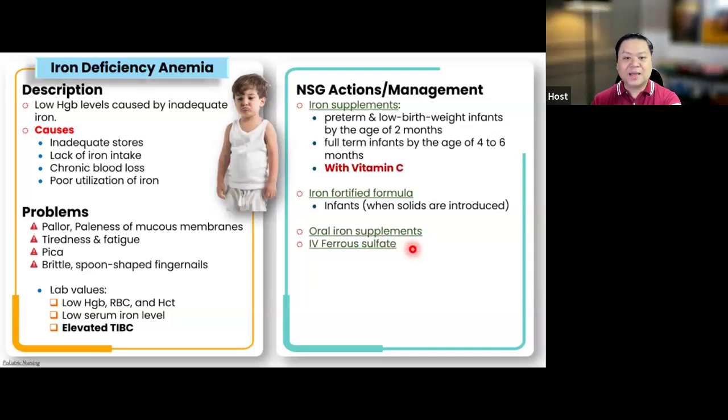This can be done as an inpatient in order to properly treat the child, because when a patient is given an IV iron, it is actually irritating. So it needs to be monitored, and we are also going to look for possible adverse or side effects of the infusion. In cases where there is a severe form of iron deficiency anemia, expect that the physician might order a packed red blood cell transfusion.